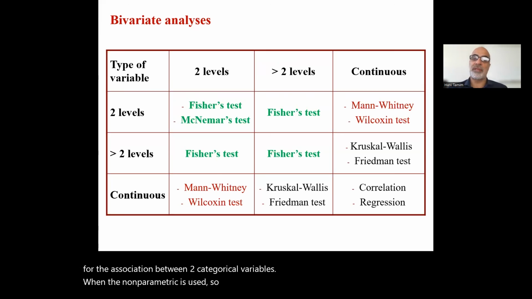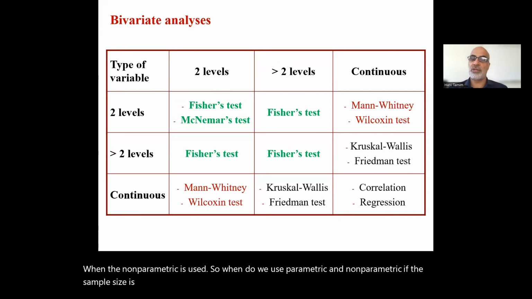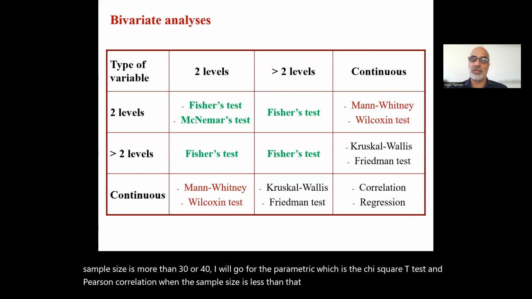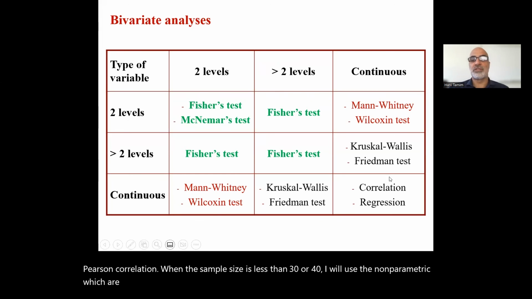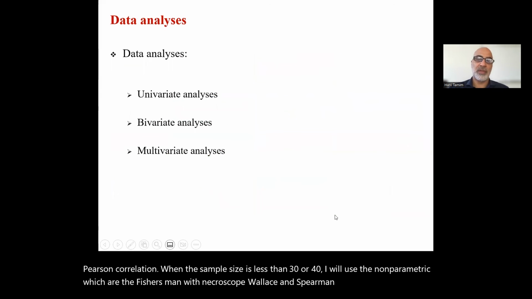So when do we use parametric and non-parametric? If the sample size is more than 30 or 40, I will go for the parametric, which is the chi-square, t-test and Pearson correlation. When the sample size is less than 30 or 40, I will use the non-parametric, which are the Fisher's, Mann-Whitney, Kruskal-Wallis, and Spearman correlation.